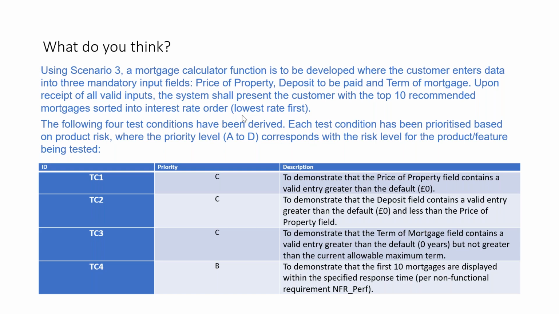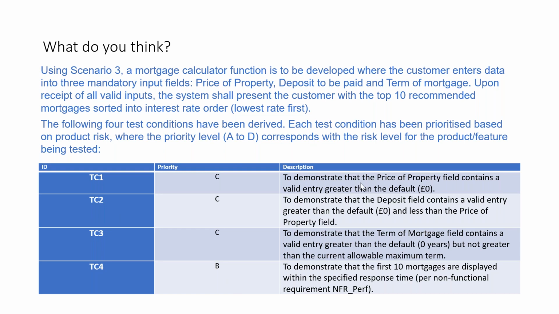So input, output, I am explaining, and your team came up with some test cases. They have linked it to the risks again. You have to bring back your risk idea. Already we have talked. So the following 4 test conditions have been derived: TC1, TC2, TC3, TC4. Each test condition has been prioritized. Actually, test cases are prioritized on product risk, where the priority level A to D corresponds with the risk level of the product feature being tested. So C for TC1, TC2, TC3, higher risk; TC4, lower risk.